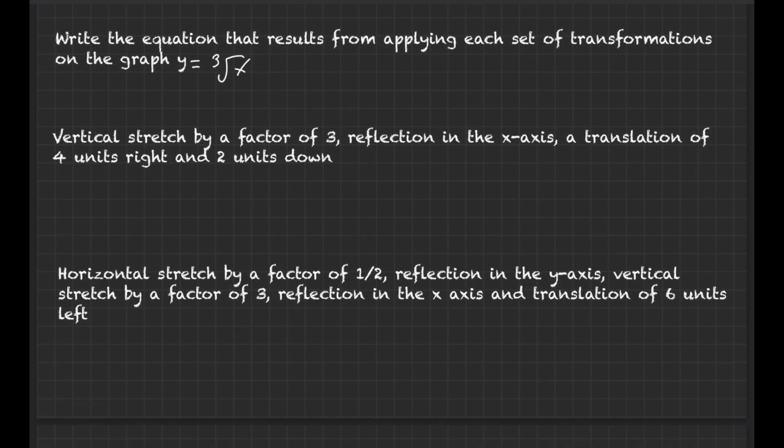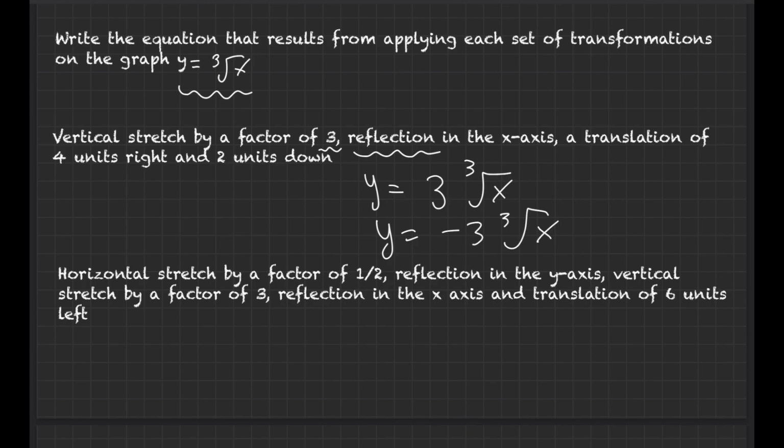Okay, now let's write some equations. So if we take y is equal to the third root of x, and then we apply these transformations: vertical stretch by a factor of 3, reflection in the x-axis, translation right and down. So the stretch would be y is equal to 3 third root x. Reflection would mean it's going to be negative, so y is equal to negative 3 third root x, and then right and then down. So right would mean x minus 4, and then down would just be minus 2.